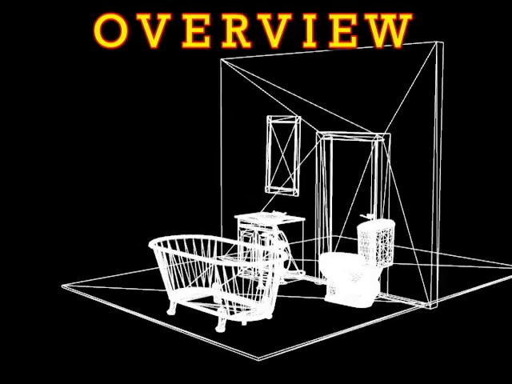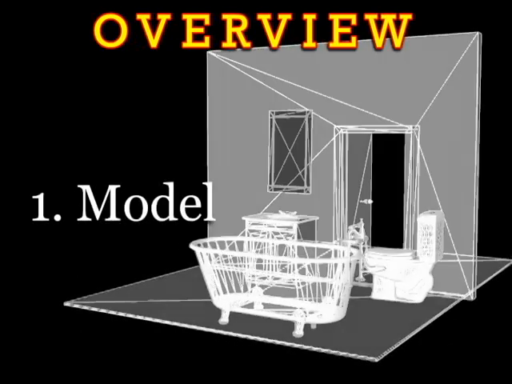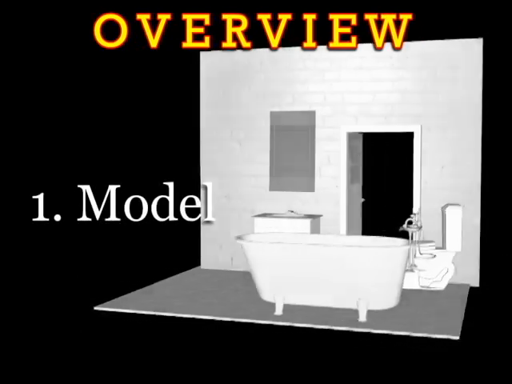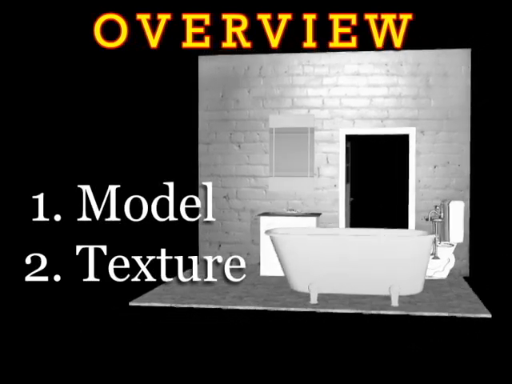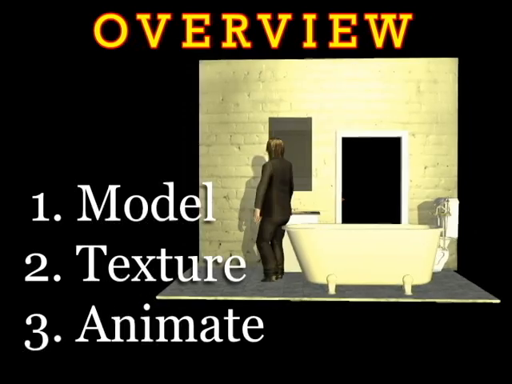Now we are going to begin the project. Here is a quick overview of the process. Start with a basic idea. Then we model the basic shapes. The second stage is applying texture to the shapes. The final stage is lighting and animating.